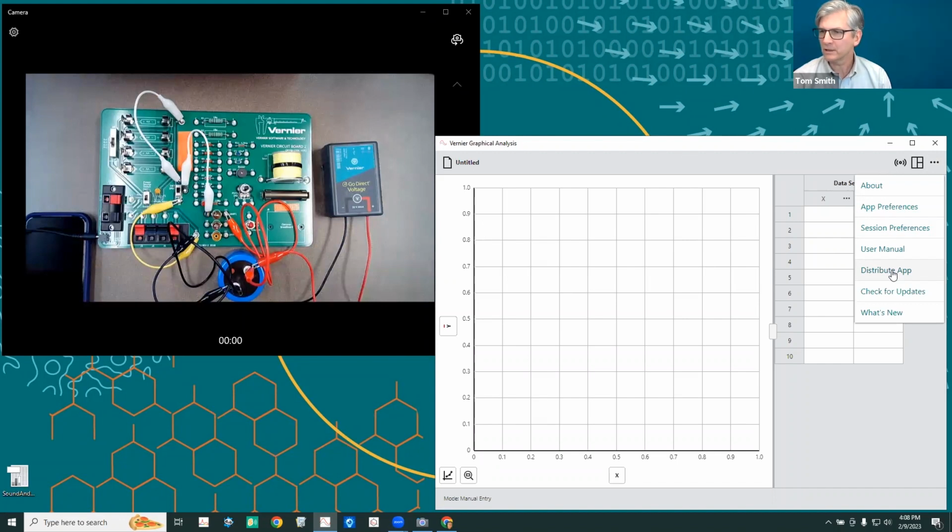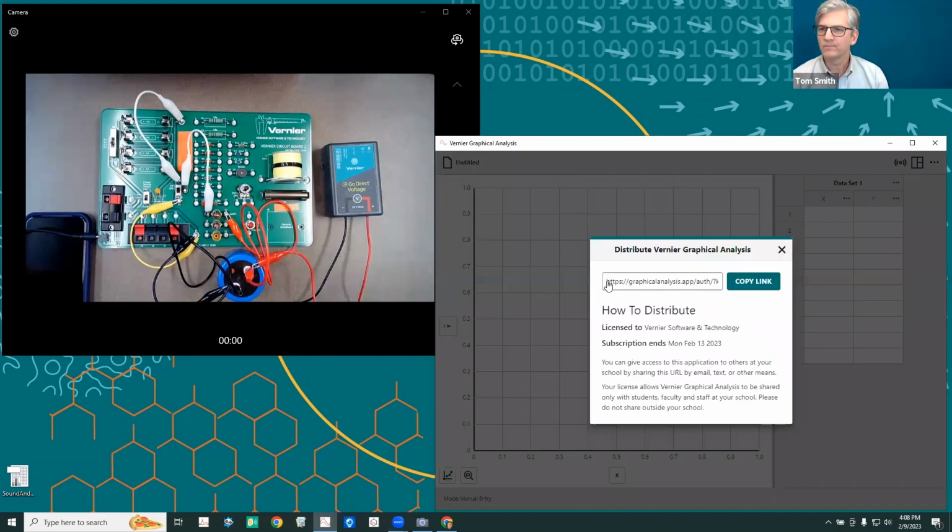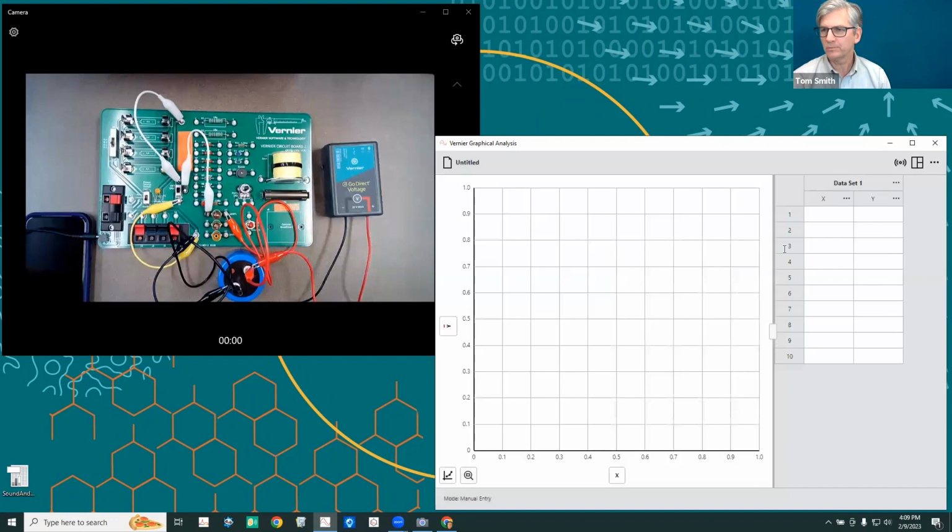To do that, I'm going to click on this distribute app link and copy that link. This is what you would do with your students as well if you were wanting to data share to your students' devices. So I can copy that link, just paste that into the chat. There we go, and you should be able to just click on that link in the chat, and that will be an active version of Graphical Analysis Pro.